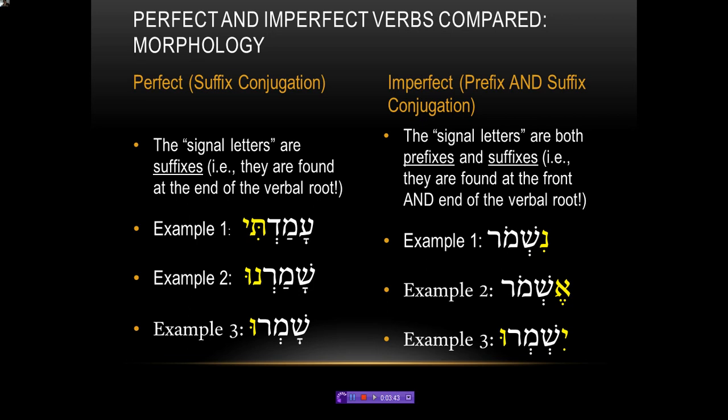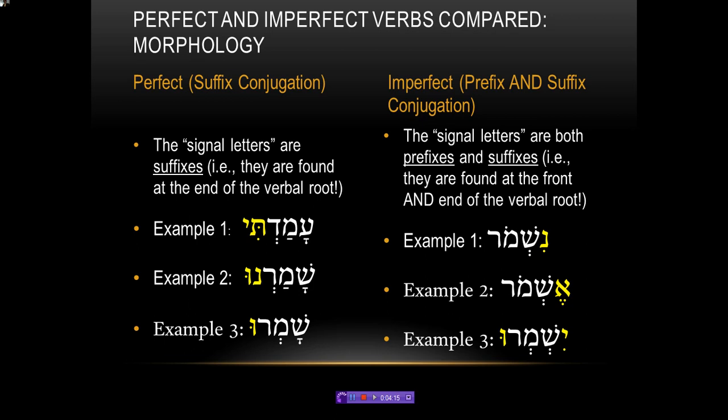That is, it tells you if I said it, or you said it, or he, she, it did the action of the verb by adding things to the end. Let's look at three examples. Amadti, right? I've highlighted the suffixes as a way of showing what is added to the end in the perfect. So this is a first common singular, all perfect, from amad, which refers to the action of standing. And so we would translate this as I stood. And we can do that in the past tense here.